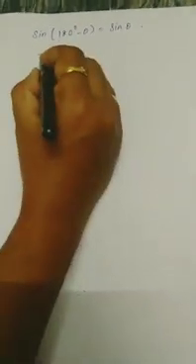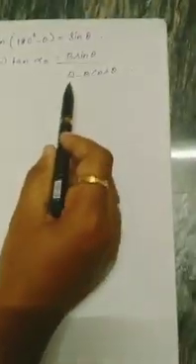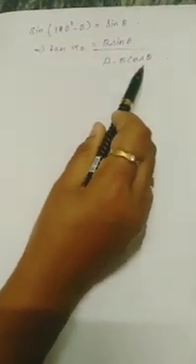Sine 180 degree minus theta is equal to sine theta, and cos 180 degree minus theta is equal to minus cos theta. So tan alpha 2 is equal to B sine theta divided by A minus B cos theta. So A vector minus B vector is a vector with magnitude and direction.